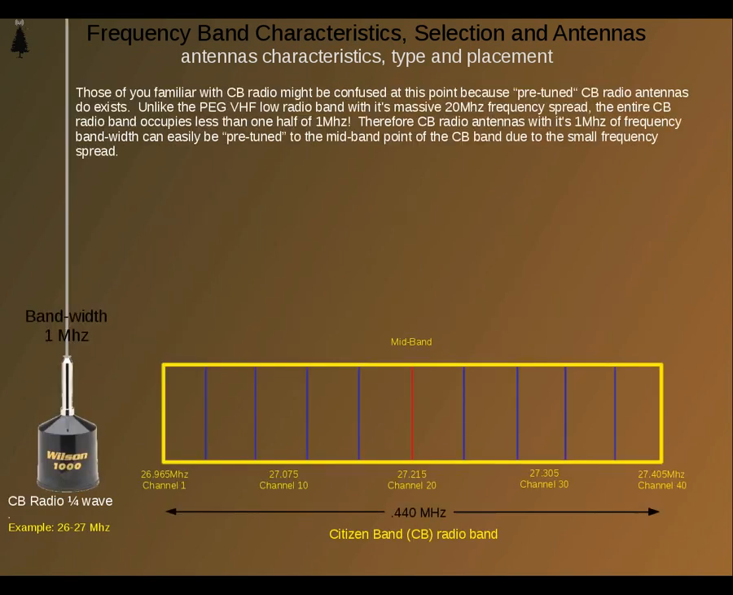Those of you familiar with CB radio might be confused at this point because pre-tuned CB radio antennas do exist. Unlike the PEG VHF low radio band, with its massive 20 MHz frequency spread, the entire CB band occupies less than 1/2 of 1 MHz. Therefore, CB radio antennas can easily be pre-tuned to the midpoint of the CB band due to such a small frequency spread.